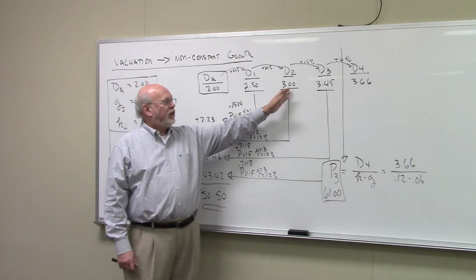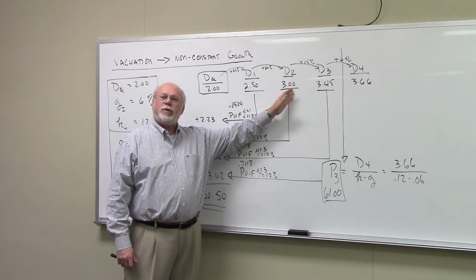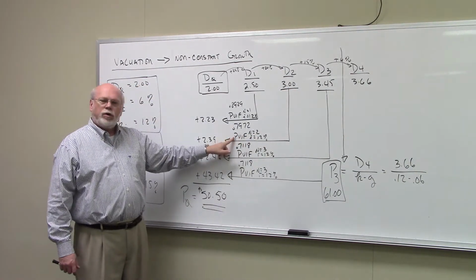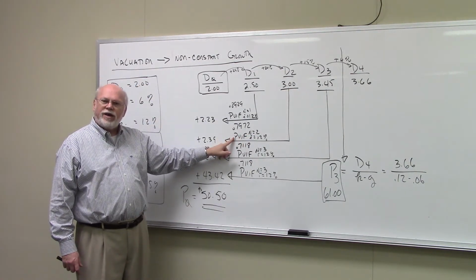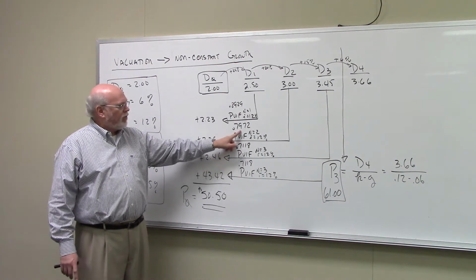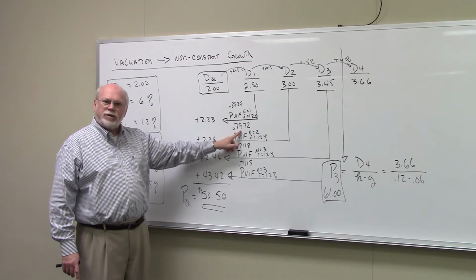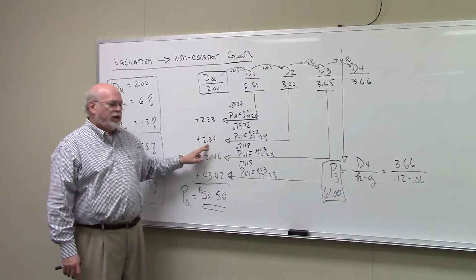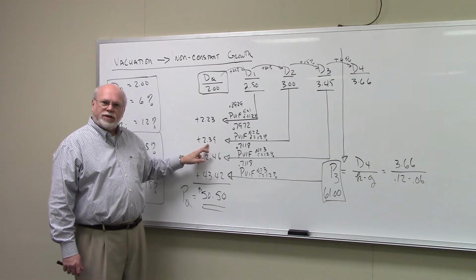The second dividend is $3. That's what we expect to receive 2 years from now. To find its present value, we'd multiply it by our PVIF at 2 and 12%. And again, if you look up your PVIF on your table, you'll find 0.7972. So $3 times 0.7972 is $2.39.